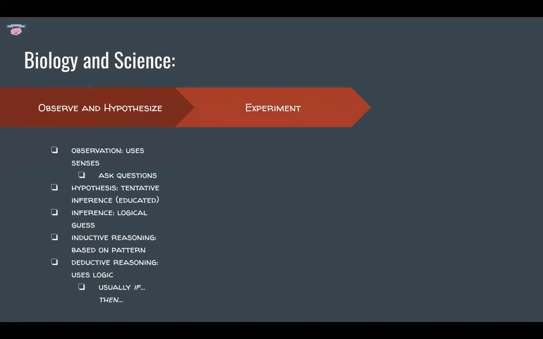The second step is to experiment. And an experiment basically tests your hypothesis. If it's true, you proceed onward. If it's false, you revise your hypothesis and you change it and then experiment again and so on. Now, data is observations you collect from experiments. And this is an important part of the scientific method.